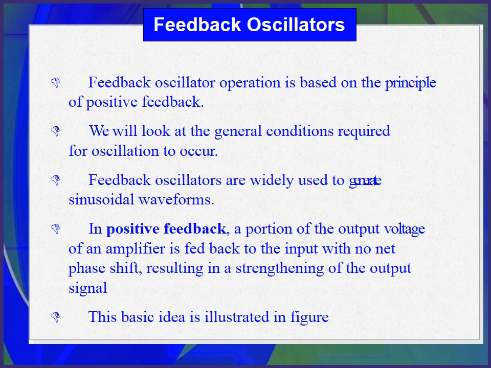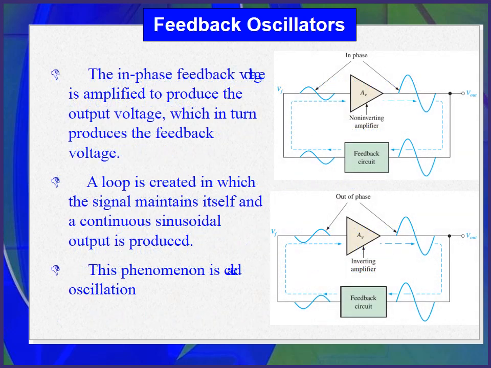In positive feedback, a portion of the output voltage of an amplifier is fed back to the input with no net phase shift, resulting in a strengthening of the output signal. This basic idea is illustrated in the diagram. As you can see, the in-phase feedback voltage is amplified to produce the output voltage, which in turn produces the feedback voltage. That is, a loop is created in which the signal maintains itself and a continuous sinusoidal output is produced. This phenomenon is called oscillation.